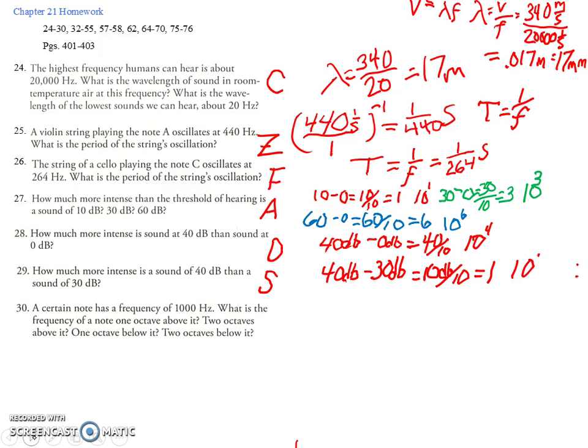A certain note has a frequency of 1,000 hertz. What's the frequency of a note 1 octave above? An octave is a factor of 2. So 1 octave above will be twice as much, or 2,000.